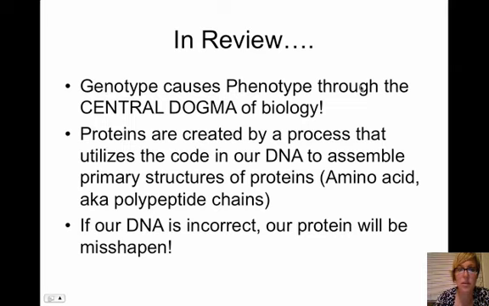So, in review, we found out that genotype causes phenotype through the central dogma of biology, where we start with DNA. DNA is code for proteins, and proteins are what make you, you. We also learned that proteins are created by a process that utilizes code in our DNA to assemble primary structures of proteins. So that code in our DNA is what determines the specific order of amino acids within our proteins, right? Or polypeptide chains. So if our DNA is incorrect, however, our protein will be misshapen and it will not be able to function. So it's really important that this process works properly, or else we would be a bunch of mutants running around trying to run the world.